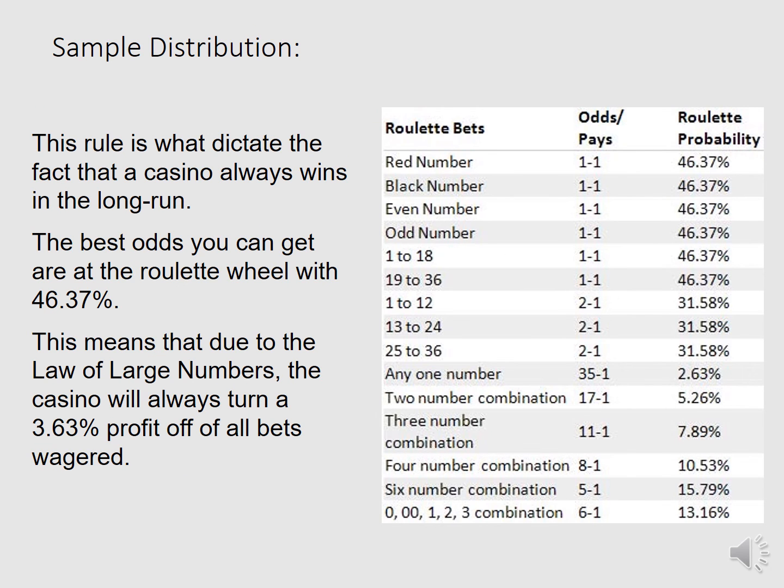This is the same rule that casinos rely on to always win out in the long run. The best odds you can get betting in a casino is at the roulette wheel with 46.37% in your favor. This means that in the long run, the law of large numbers says the casino will turn a 3.63% profit off of all bets wagered.